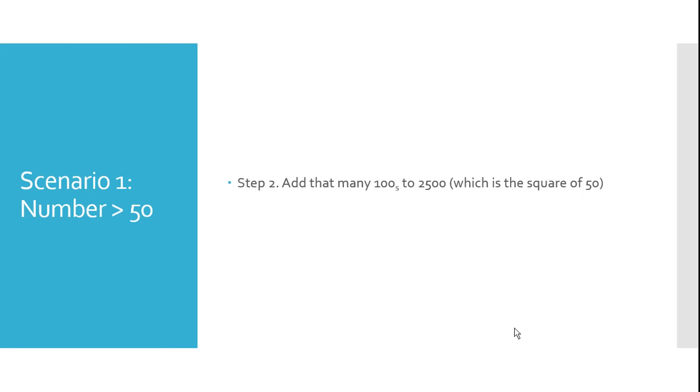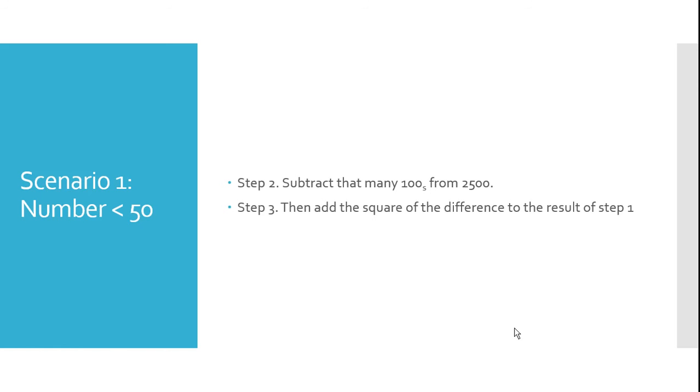In step 3, add the square of the difference to the result of step 2. So in our example of 57, the result was 2500 plus 700, that is 3200. So we add to 3200 the square of the difference, that is the square of 7, which is 49. So the answer becomes 3249.